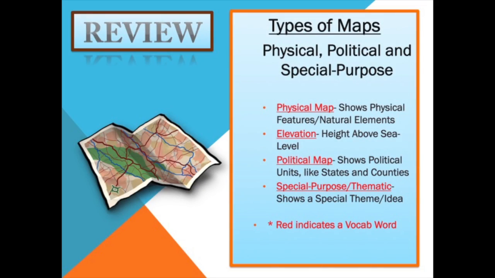Today we reviewed types of maps: physical, political, and special purpose. Remember that a physical map shows the physical features or natural elements of an area. It includes elevation, which is the height above sea level. Political maps show political units like states, countries, and counties. And then special purpose maps are also called thematic, and they're your wild card. They can show any special theme or idea.